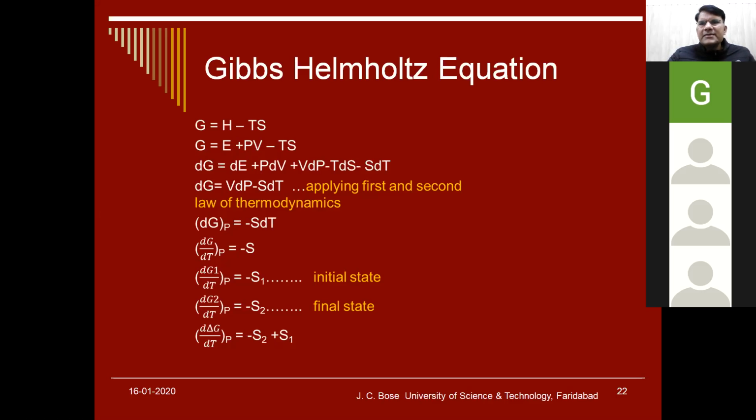If product of two functions is there, then one we are keeping as constant and we are changing the other. So like this, how many terms will we have? We will have a total of 5 terms in dG. So dG is what? dE means change in internal energy, plus PdV means pressure volume work, plus VdP minus TdS minus SdT.